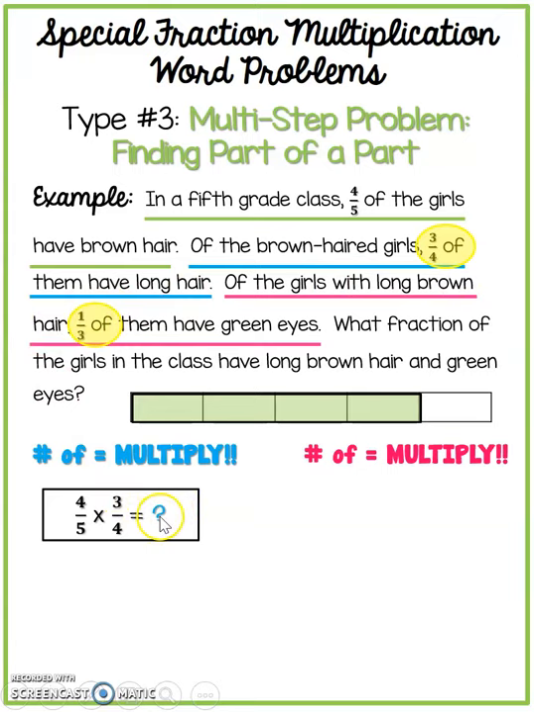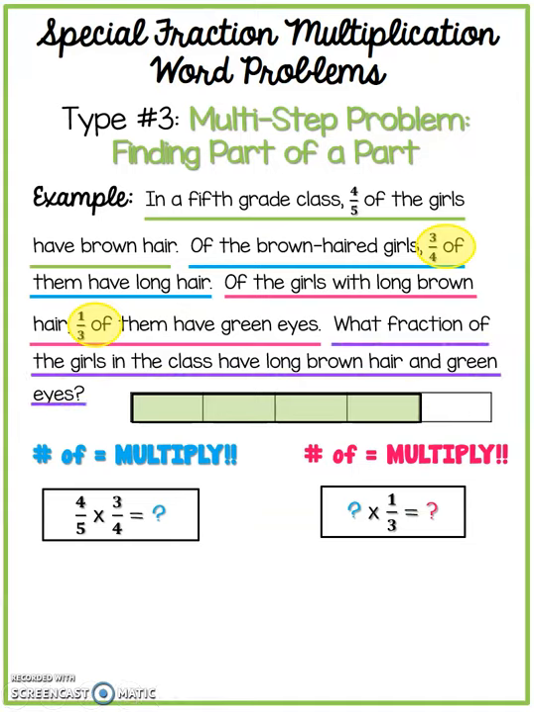Now, I don't know yet what fraction of the class that is, but when I find that answer in blue, I know I'll be able to multiply that by 1/3 to find the fraction of the class with long brown hair and green eyes, which is what my question sentence is asking me to solve for. So first, 4/5 times 3/4 is going to be the same as 12/20, which in simplest form is 3/5. That tells me that 3/5 of the class are girls with long brown hair.